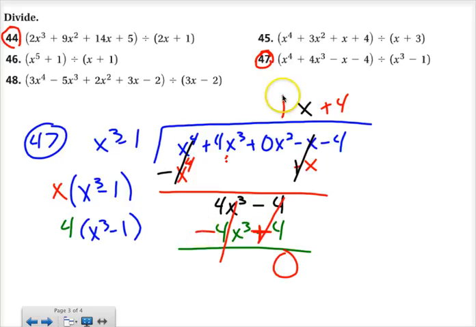So when we take x to the 4th plus 4x cubed minus x minus 4 and divide it by x cubed minus 1, we get x plus 4. Very nice little problem there.